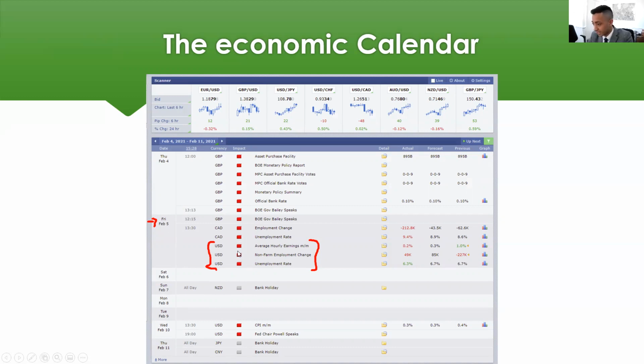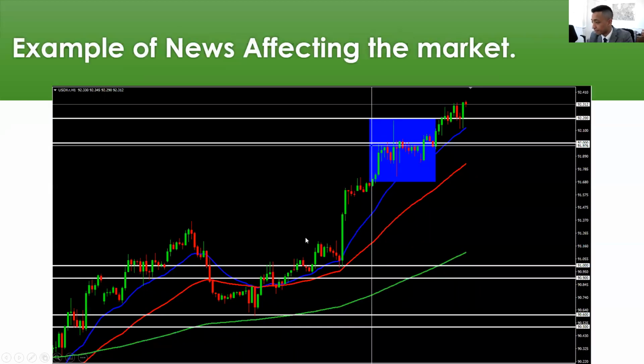So the example we'll be looking at here is on Friday, the 5th of February at 1:30, where we've got the dollar. Every first Friday of the month, we've got non-farm payroll. Essentially, it's a very big news announcement, and it's high impact. So we'll be looking at what it does to the markets.